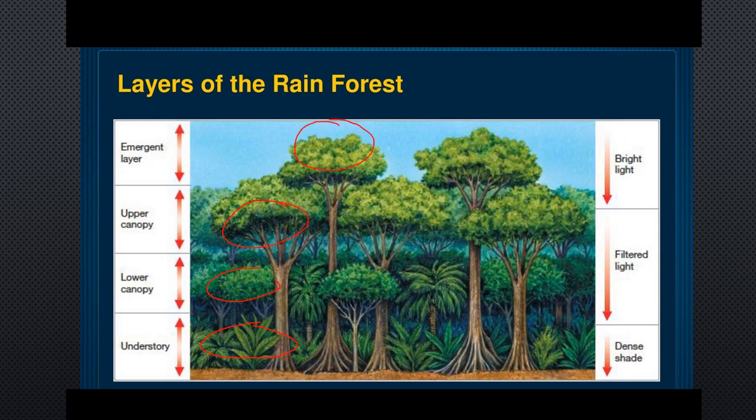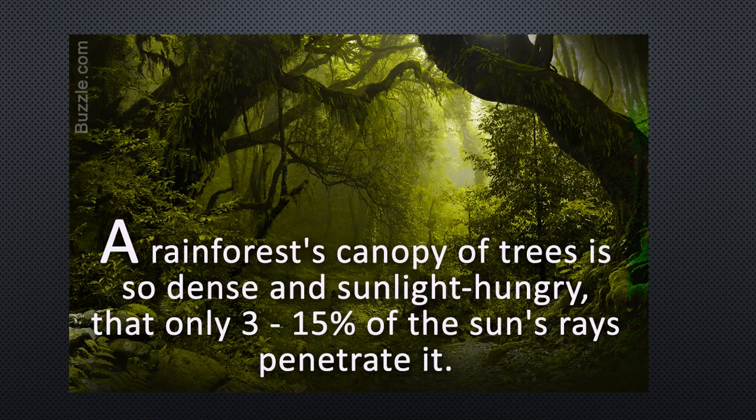The emergent layer is where most of the bright light is. So that's kind of where those trees are fighting to get to. And then as we go down to the forest floor, it gets darker and darker. So this is just a picture from the floor of a tropical rainforest, and I find it interesting that only 3 to 15% of the sun's rays actually penetrate to the floor of a tropical rainforest.